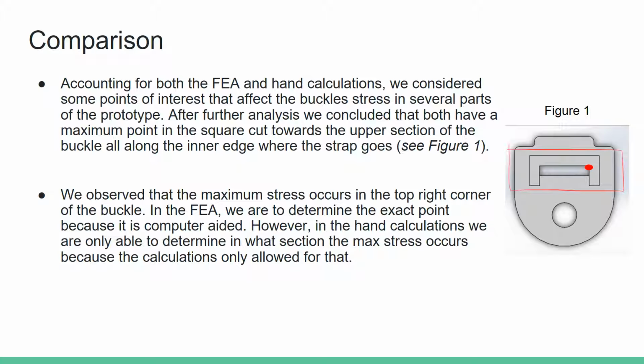After comparing both FEA and hand calculations, we considered some points of interest that affect the buckle stress and several parts of the prototype. After further analysis, we concluded that both have a maximum point in the square fillet towards the upper part of the section of the buckle, along the inner edge where the strap goes. As you can see in the figure to the right, the buckle has its maximum point right at the top right corner where it's labeled.